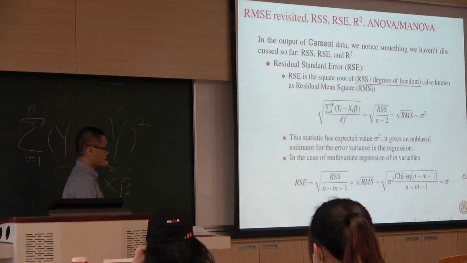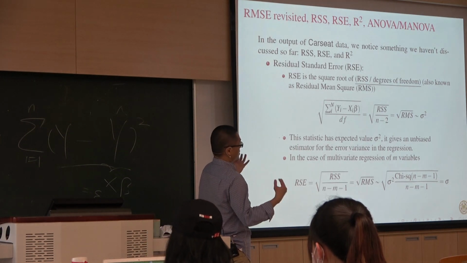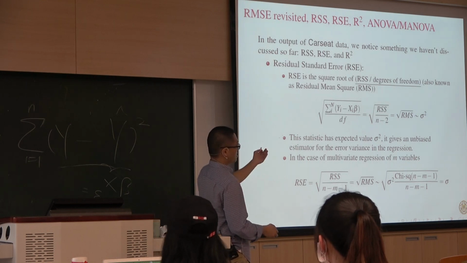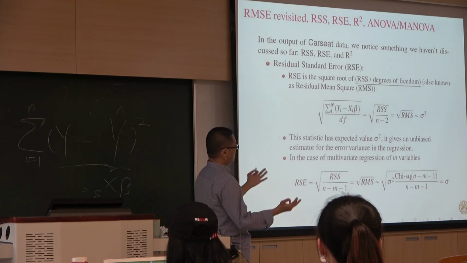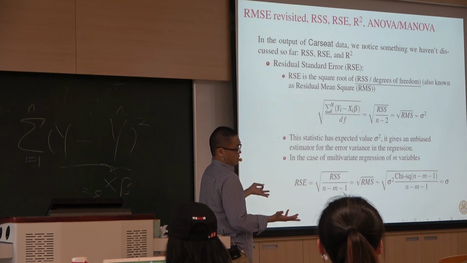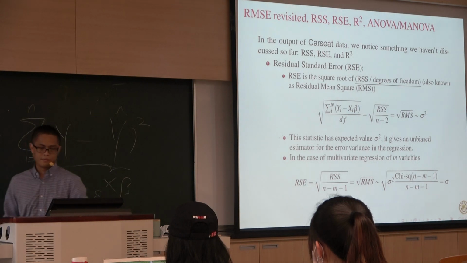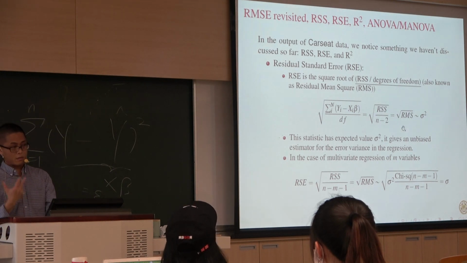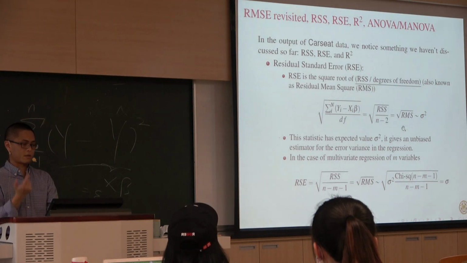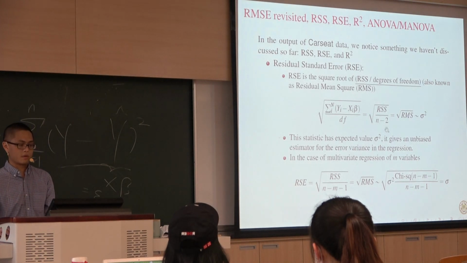Right, and the concept called residual standard error, RSE, is simply the square root of RSS divided by its corresponding degree of freedom. It's also known as residual mean square, RMS. Here, because we only include one variable, and we also lost 1 degree of freedom from the y variable, it should be divided by n minus 2, where n is your sample size.